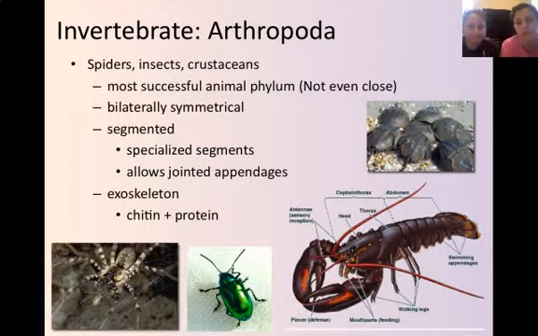They have a true body cavity in them. All right, moving on to Arthropoda. These are spiders, insects, and also crustaceans. They do have bilateral symmetry, so they have a right and left side. They are segmented. They have certain specialized segments, such as their jointed appendages, which would be like the claws of a crab or a lobster. They do have an exoskeleton, which is made of chitin and protein.